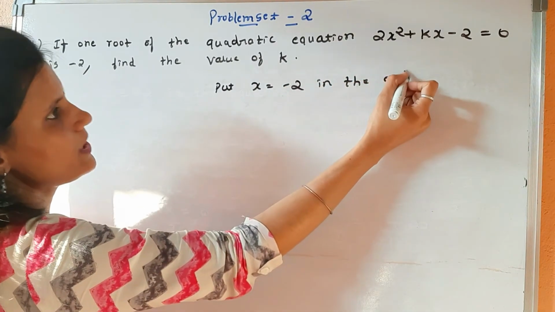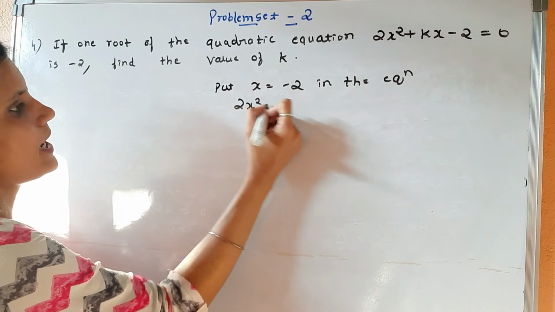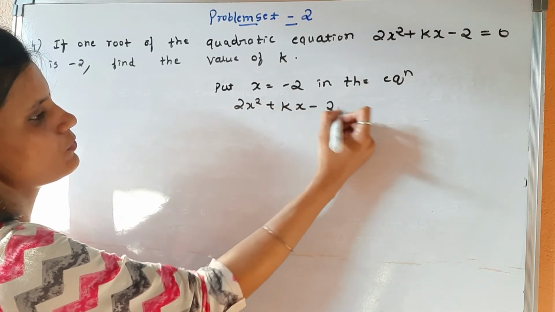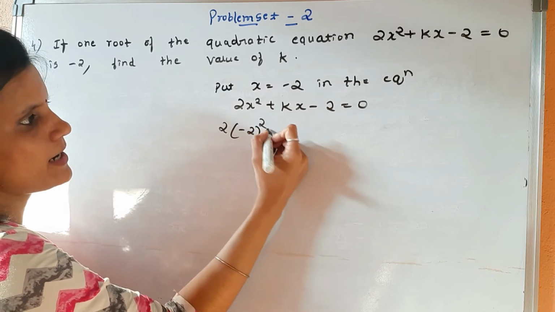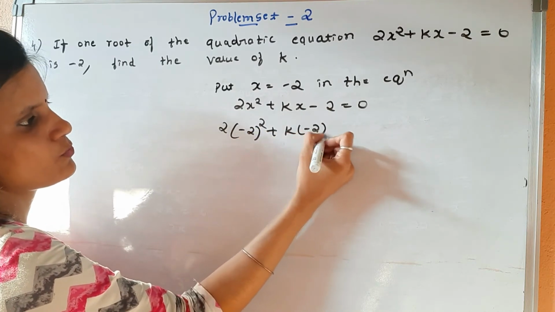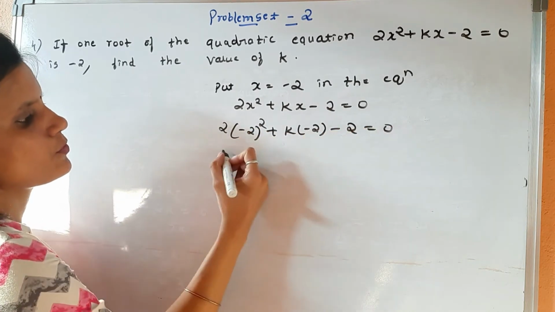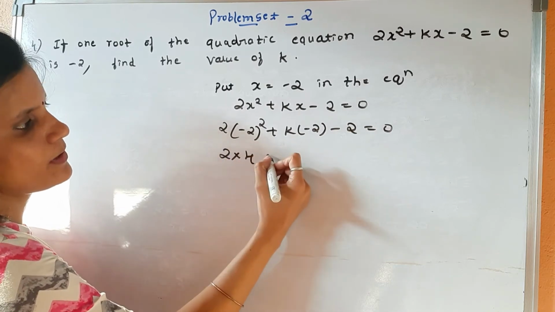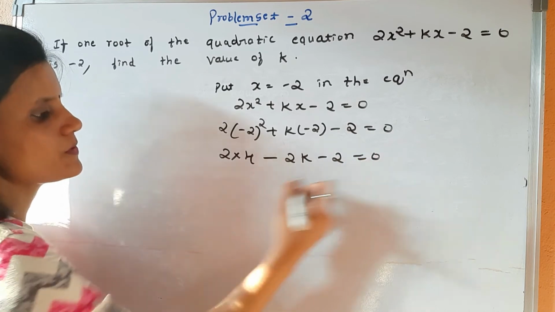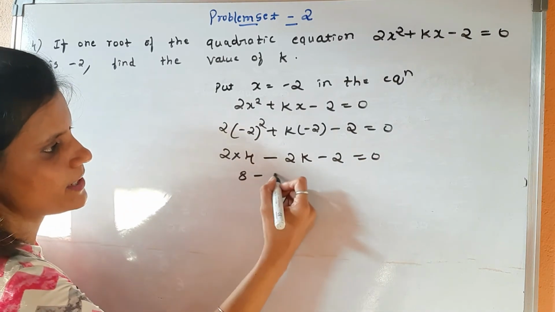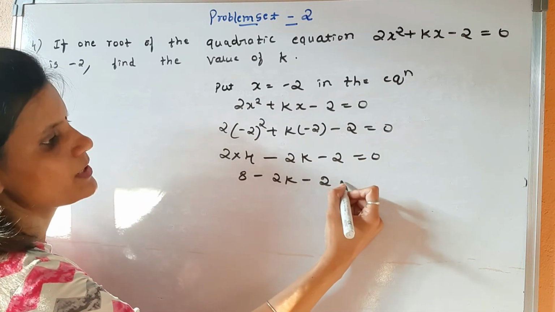Okay, what is our equation? 2x square plus kx minus 2 is equal to 0. We should substitute -2: 2 into (-2) square plus k into -2 minus 2 is equal to 0. 2 into (-2) square is 4, plus minus 2k minus 2 is equal to 0. 4 2s are 8, minus 2k minus 2 is equal to 0.